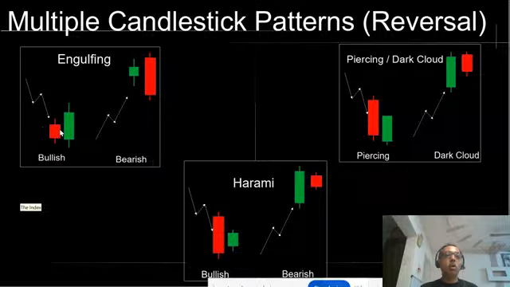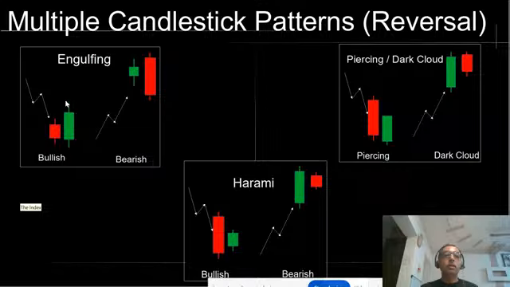There was a small spinning top like candle formed, and then a big green candle which engulfed the body as well as the wick of the previous candle, right? So this is a relatively larger green candle. This indicates that there would be a reversal in the price, right? So a trader would place a buy order 1 point or 1 rupee above this wick, and put a stop loss below this wick, right?